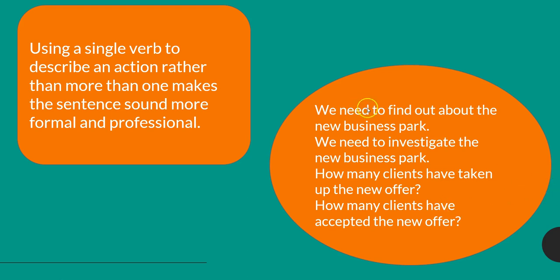So we need to find out about the new business park. So our verb there is find out. And that's a little bit more informal. If we look at our next sentence, we've made it more formal. We need to investigate the new business park. So instead of using two words, find out, we're using one, investigate.